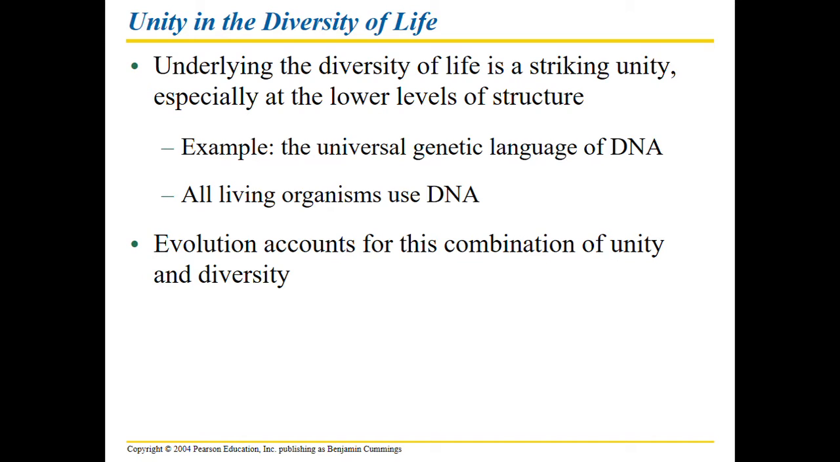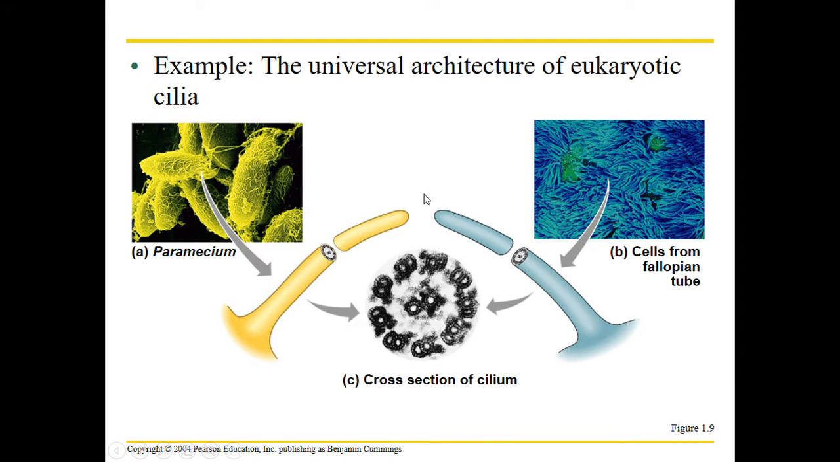Anyways, moving on. Evolution accounts for this combination of unity and diversity. So now we are getting into evolution. An example, the universal architecture of eukaryotic cilia. So this little paramecium has cilia, and then here's a cell from a fallopian tube that has cilia too. This is just an example of how vastly different these two organisms are, but how similar they are in structure and function.